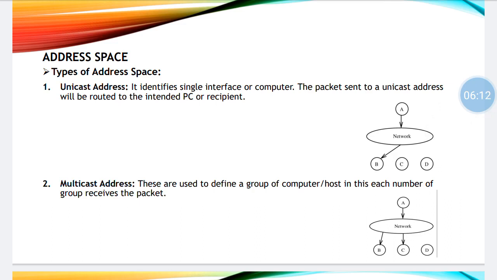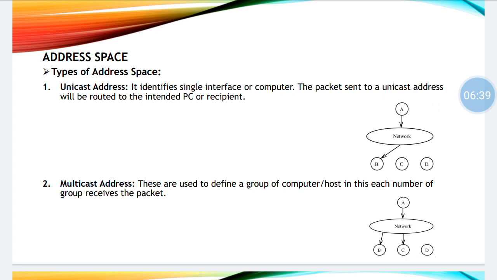Coming to address spaces, there are 4 types of address spaces as far as IPv6 is concerned. Unicast address is first of them. Unicast means one-to-one. In the given example, you could see sender A is sending a packet to B, that is one-to-one, nothing more than that. Unicast address, you have to draw this diagram and explain the points.